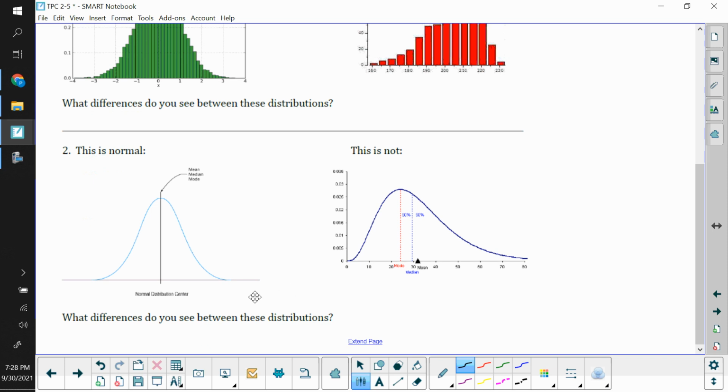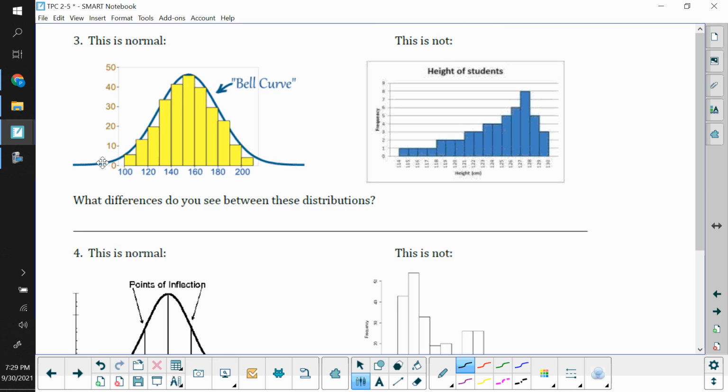Our next one, the one on the left, is a normal distribution. The one on the right is not. Now, it might be tough to see in your packet, but hopefully you can see a little bit on the screen. The one on the left, notice the mean, median, and mode are at the same spot. While the one on the right, the mean is that little triangle, the median is the blue, and the mode is the red. So if the mean, median, and mode are not at the same spot, then that's not a normal distribution.